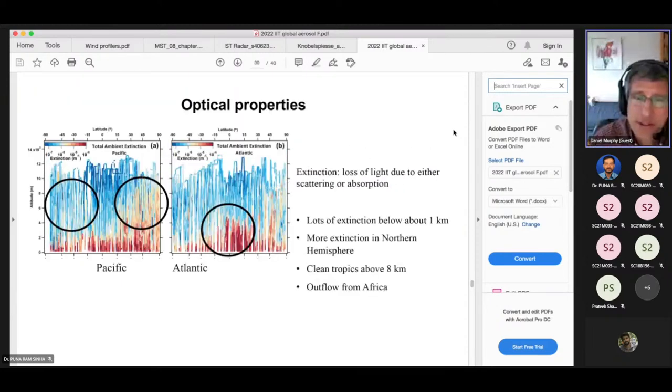And another thing you see is that the northern hemisphere is dirtier than the southern hemisphere. Again, that's not terribly surprising, but we have good measurements now. And you see the highest extinction values were over the Atlantic in the tropics to slightly north of the tropics, and that's outflow from Africa, both from dust and biomass burning.